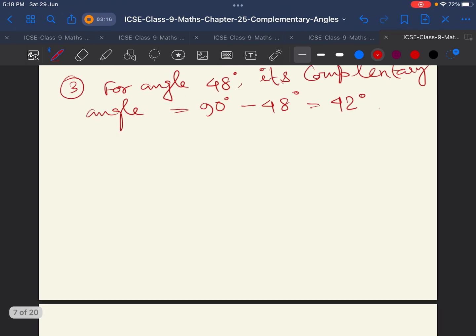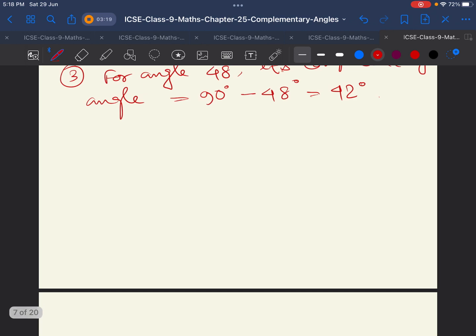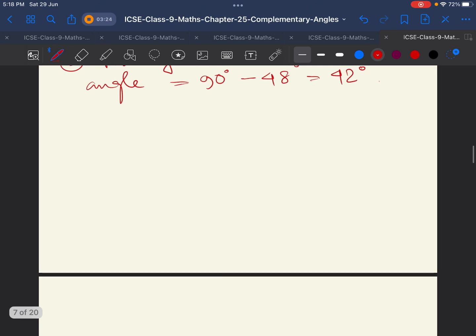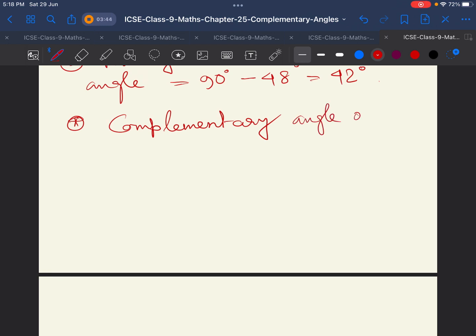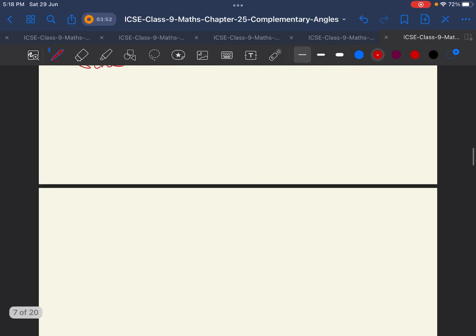Now in this chapter we will learn the trigonometric ratio of complementary angles. First we see the complementary angles for sine and cosine.